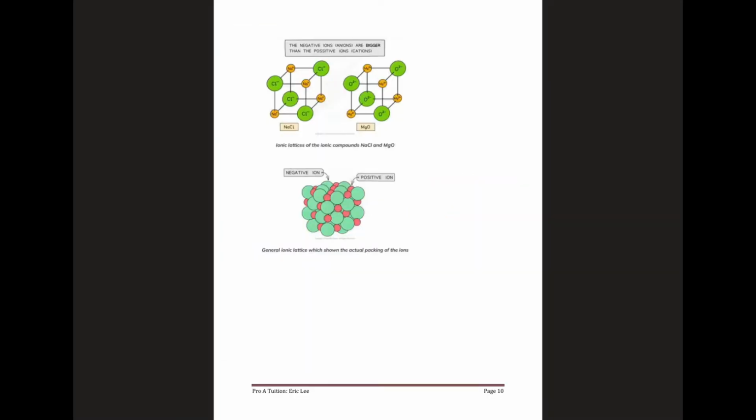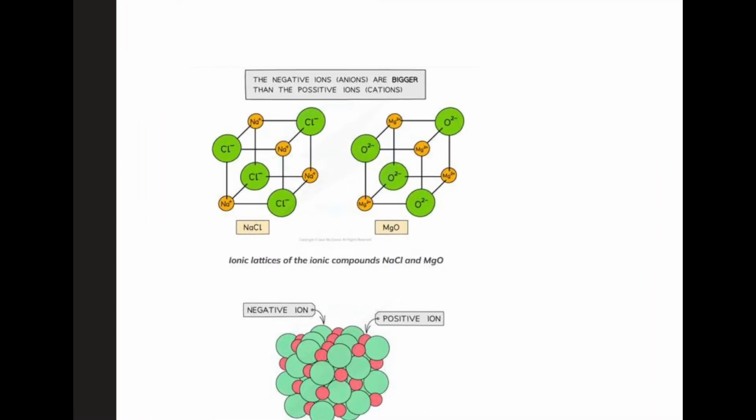Okay, now let's see the structure. You can see what we discussed just now, they are alternating. So sodium is surrounded by chloride, and chloride is surrounded by sodium. Which is what we call the alternate positions. Likewise, magnesium oxide is similar. So magnesium is surrounded by oxide, and oxide is surrounded by magnesium. So they form a cube shape.